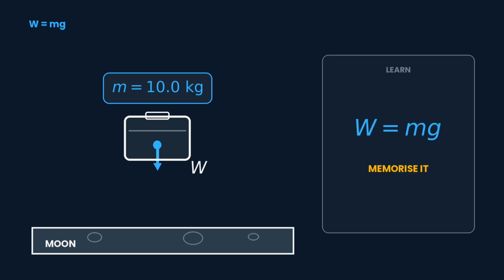Learn W equals mg. It's not printed in the AQA, OCR or Cambridge formula booklets. Edexcel does provide it, but it's such a useful formula that it's worth memorising anyway.